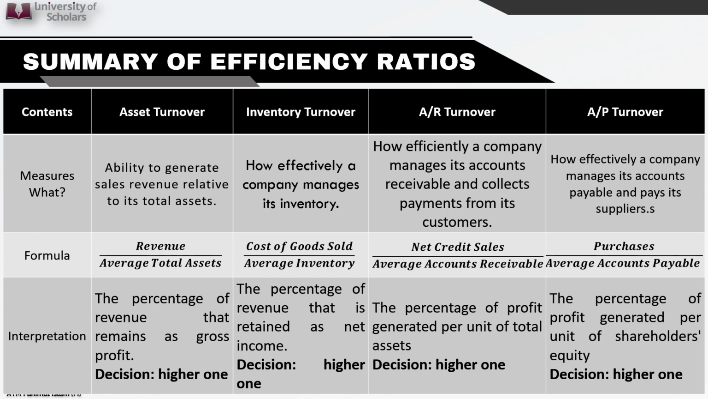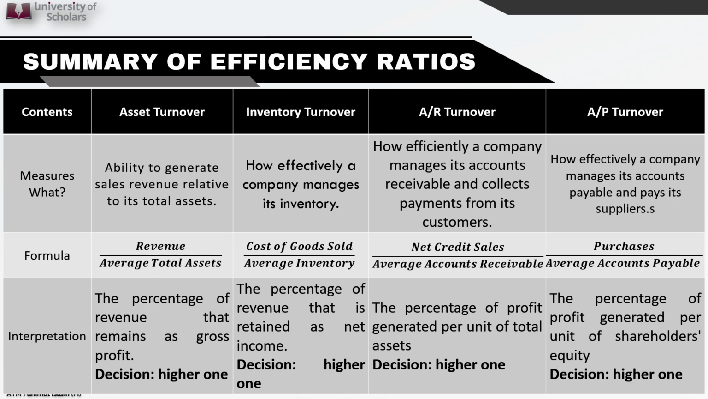Asset turnover ratio measures the ability to generate sales revenue relative to its total assets. How much asset does a company have, and how much they can generate from those, how much they can do good in sales. That is measured through asset turnover ratio. It indicates how efficiently the company utilizes its assets to generate revenue. It can also be said that the ratio indicates the amount of revenue generated per unit of total assets.